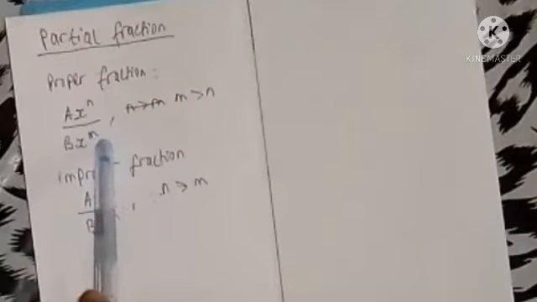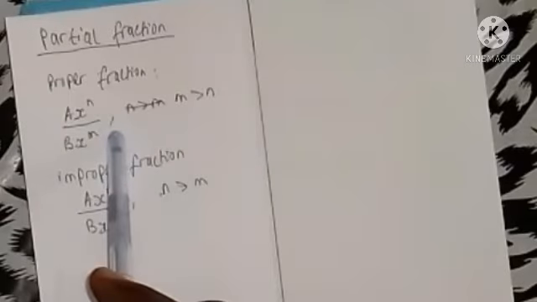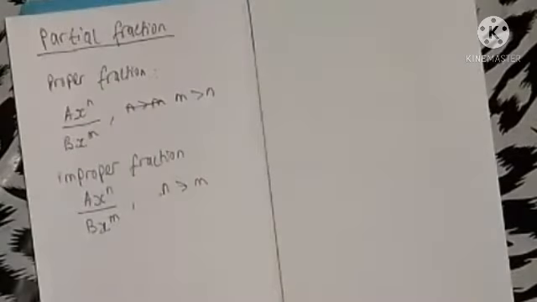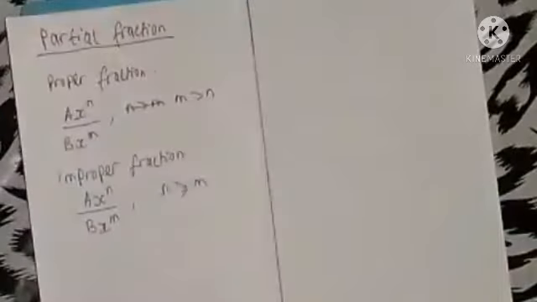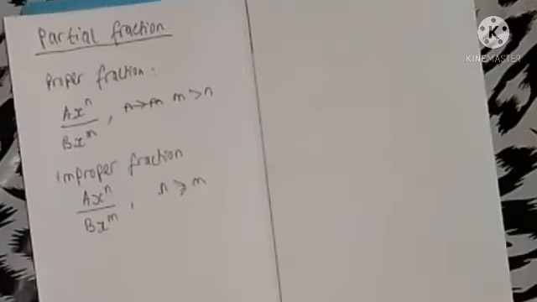This is a proper fraction when this m here, which is the degree of the denominator, is greater than the degree of the numerator. For an improper fraction, the degree of the numerator is greater than or equal to the degree of the denominator. When you have partial fractions in the case of an improper fraction, you have to use long division because partial fractions will not be an easy process.